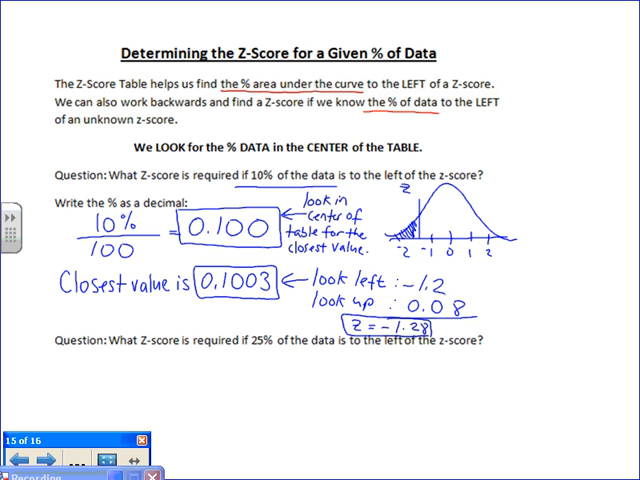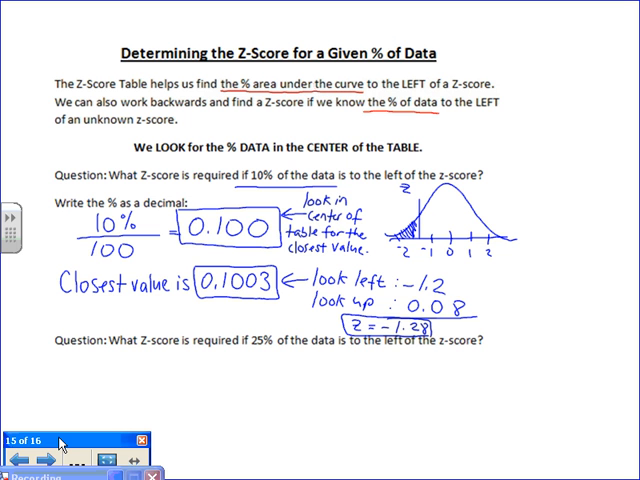This is how we do it every time. We're looking for the percent of data to the left. We change it to a decimal, and we're looking for the closest value that we can find. Sometimes you can't find the exact value, and sometimes you find 2 values that are close, and if that happens, we're going to take the average of those 2 z-scores. Let me show you what I mean.